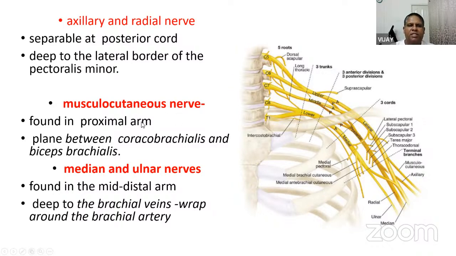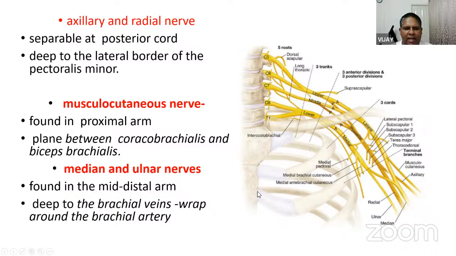The musculocutaneous nerve is usually found in the proximal arm between the coracobrachialis and the brachialis, and the musculocutaneous nerve usually comes from the lateral cord. Here you can see the musculocutaneous nerve is there, the lateral root of the median nerve is there, and the musculocutaneous nerve is usually found between the coracobrachialis and the brachialis.